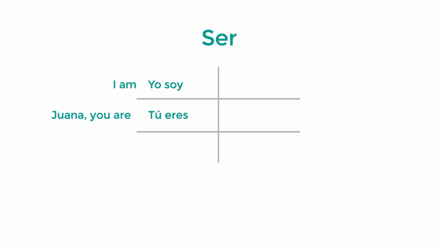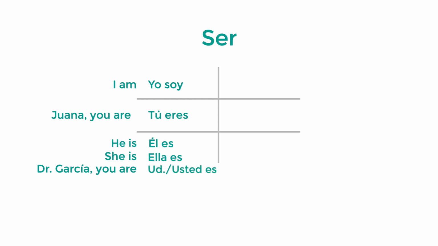You'd use this when you're on a first-name basis with someone. Juana. Tú eres. He is. Él es. She is. Ella es. You informal are.